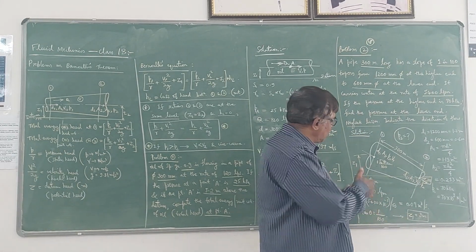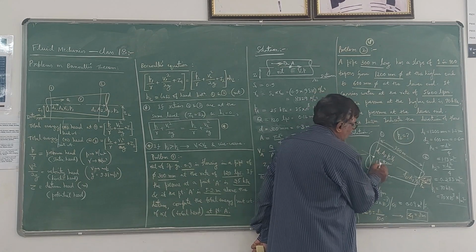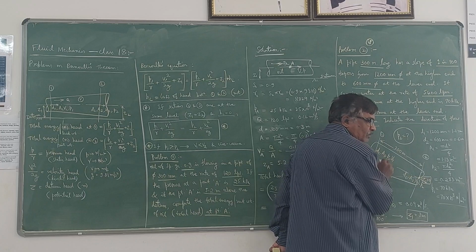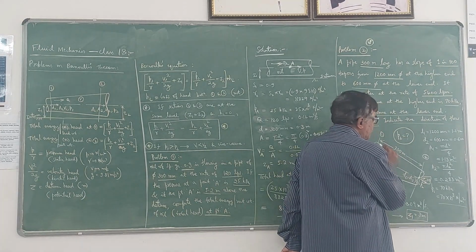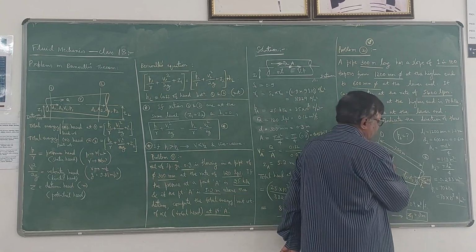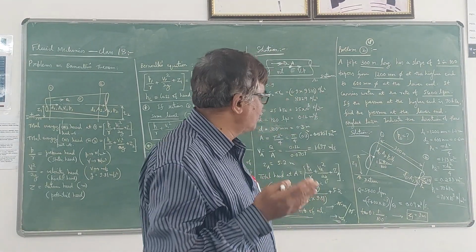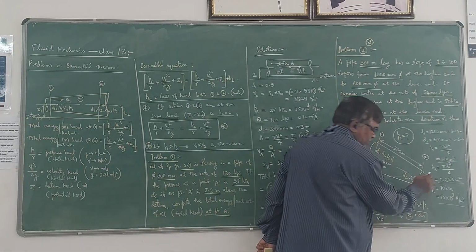Now from the diagram you can observe, we can directly write: if the length is 100 meters, the vertical drop will be 1 meter. Here he has given the length of the pipe as 300 meters, so the corresponding vertical drop will be 3 meters. For 100 it is 1 meter, therefore for 300 it is 3 meters. Therefore you can directly write Z1 as 3 meters.